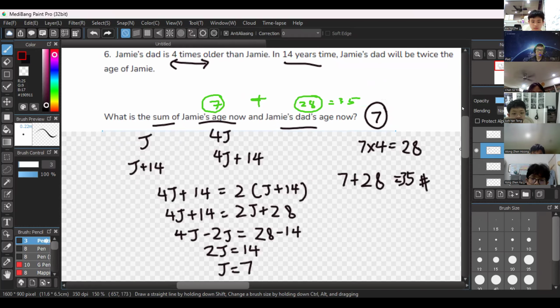Okay, so I have a question, sir. Since you all don't have the question, Lingxuan, as the question says, Jamie's dad will be twice the age of Jamie, right? So as you can see, this is Jamie's age, J. So 40 plus 4J plus 14, right? A lot of students will make this mistake. They will put the 2 here instead of here. So can you explain how come you know the 2 we will put at the Jamie side?